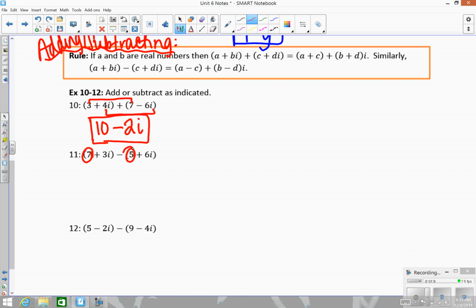Before we do this, let me actually distribute this. So I'm going to have 7 plus 3i minus 5 minus 6i, just so we remember the signs. And then we can go ahead and combine these. So we have 7 minus 5 gives me 2. Then we have 3i minus 6i is going to give me minus 3. And then keep the i.